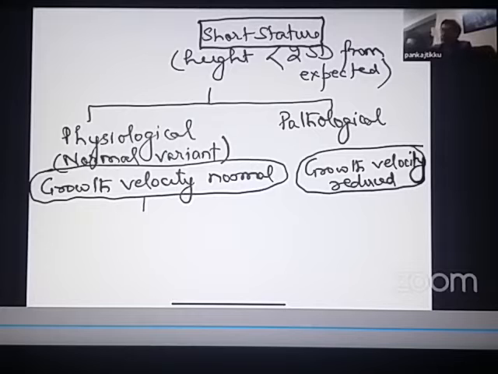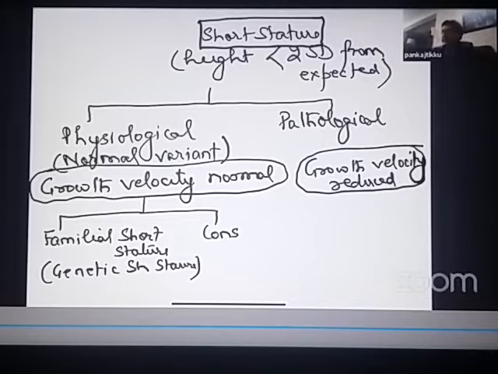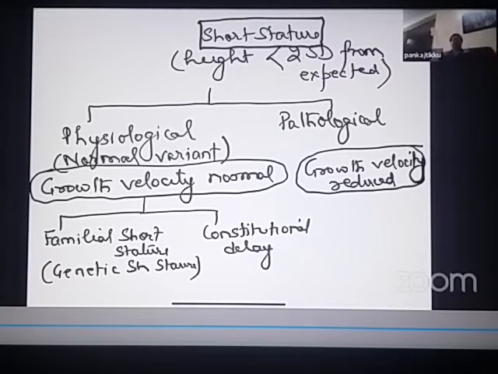Now, physiological short stature can again be divided into two categories. The first type of short stature is a familial short stature. Familial short stature is sometimes also referred to as a genetic short stature. While the other type of short stature which comes under physiological short stature is a constitutional delay. So there are two types of physiological short stature. One is known as a familial short stature, the other is known as a constitutional delay.